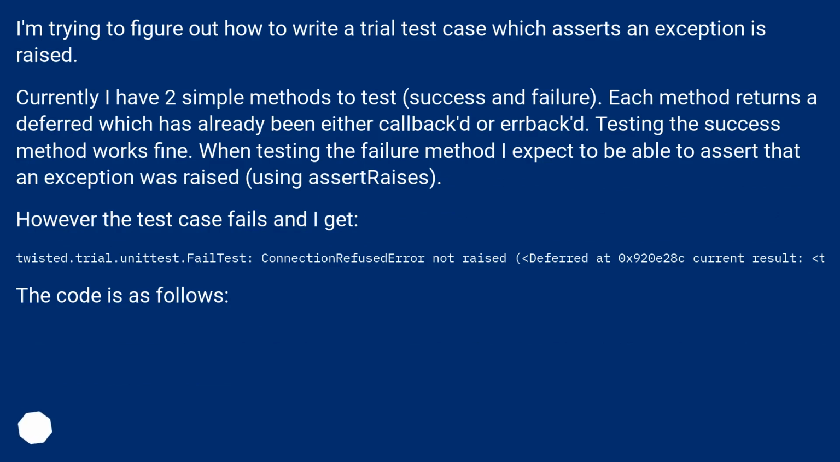Currently I have two simple methods to test, success and failure. Each method returns a deferred which has already been either callbacked or errbacked. Testing the success method works fine. When testing the failure method, I expect to be able to assert that an exception was raised, using assertRaises.